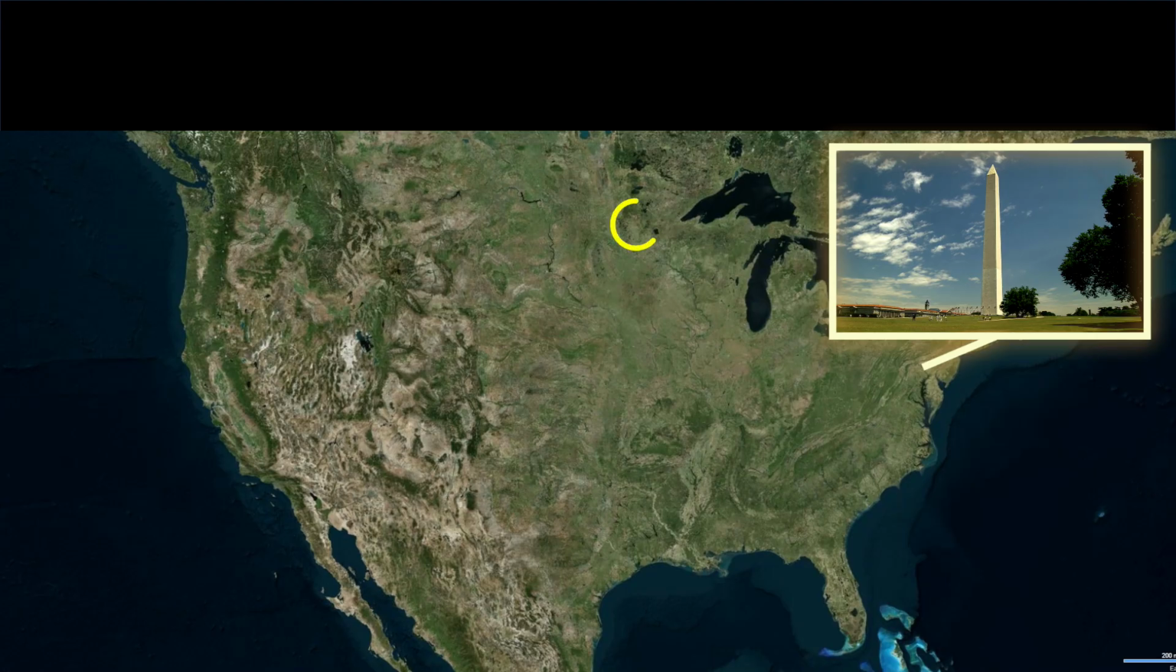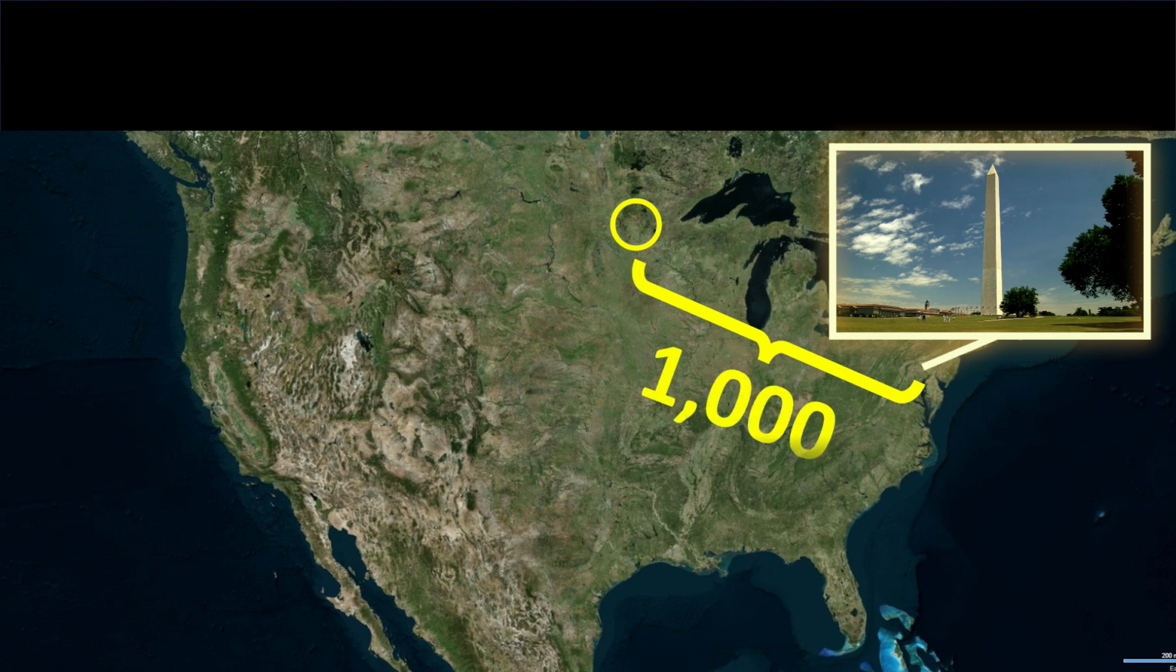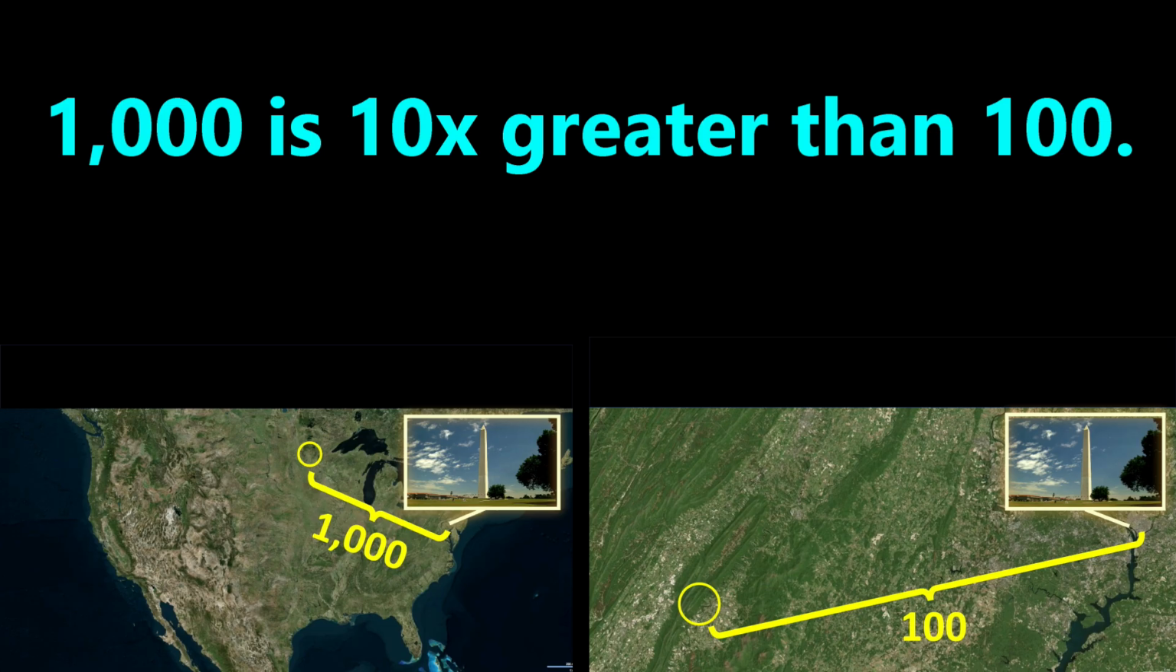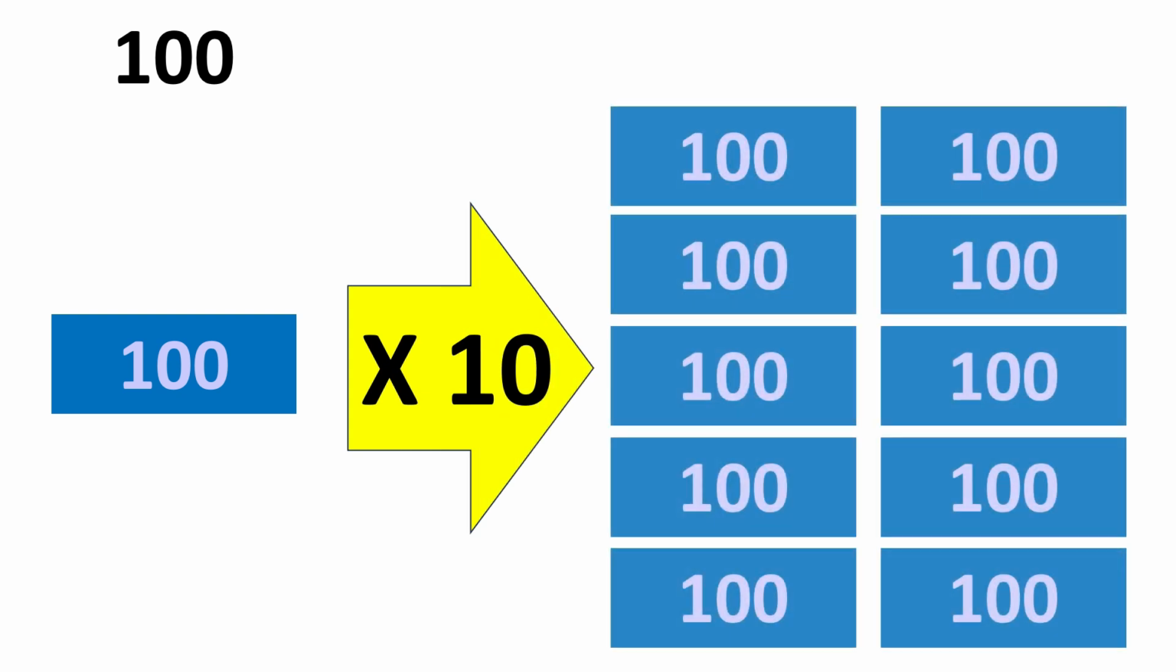This is a big city in Minnesota called Minneapolis. The distance from the Washington Monument to Minneapolis is about 1,000 miles. Please note that the number 1,000 is 10 times greater than the number 100. For example, if we start with 100 and multiply it by 10, then we get a total of 1,000. 1,000 is 10 times more than 100.